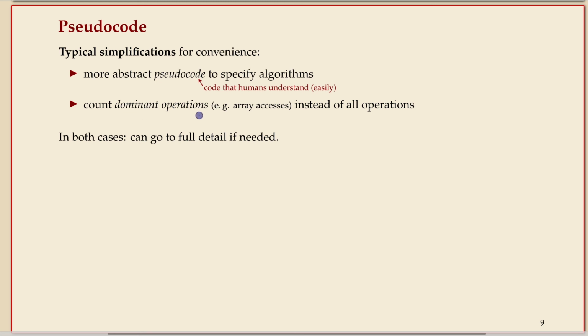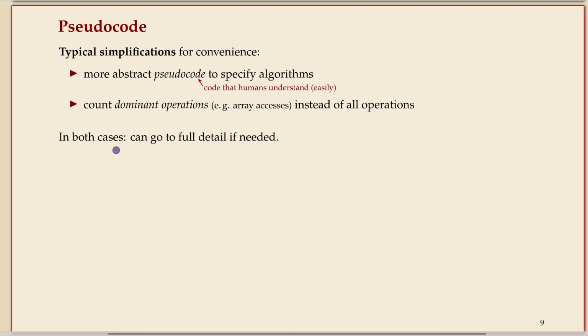The second simplification we'll make is, instead of counting the exact number of instructions on the RAM, we'll count dominant operations. And that's a bit problem specific, what that means. But for example, it could mean the number of array accesses. The idea is that the overall running time will be proportional to the number of these dominating operations. And you will have to find what operation that is. And again, in many applications, it's quite clear what is a suitable choice.